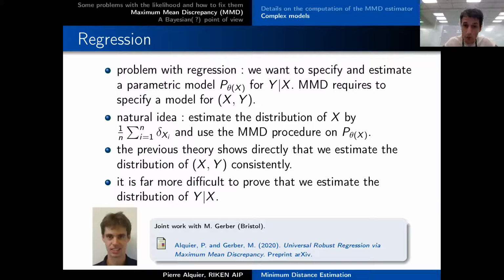We were able to propose many examples, and it's in a paper submitted with Mathieu Gerbert from Bristol. But then it becomes immediately more technical. And I think there are interesting questions to solve with respect to the kernels that will work in this context.